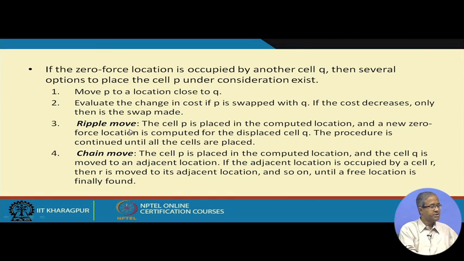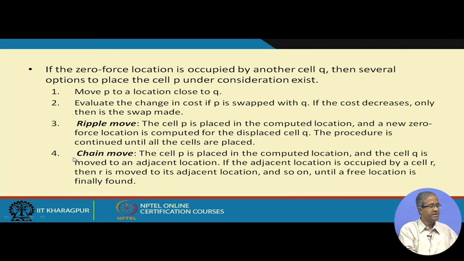Ripple move means we do some kind of rippling or chain reaction. You place the cell P in the location that has been computed, which is occupied by Q, and for Q, with the new location of P, you compute the new 0 force location. You place Q in that location. If you see that location is also occupied by another cell R, you find the 0 force location for R. In this way you repeat till all the cells at the end are getting placed.